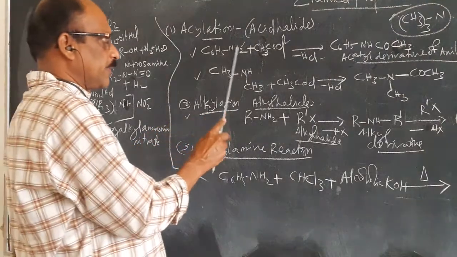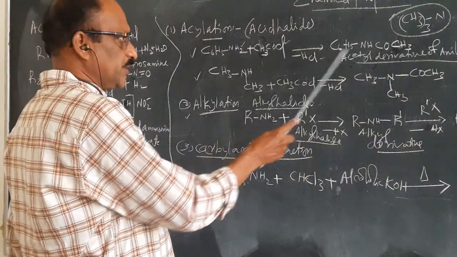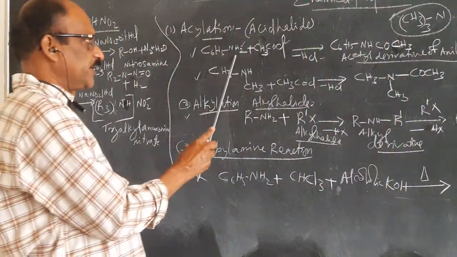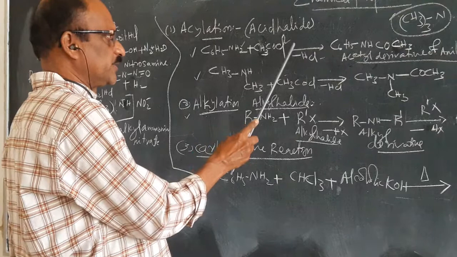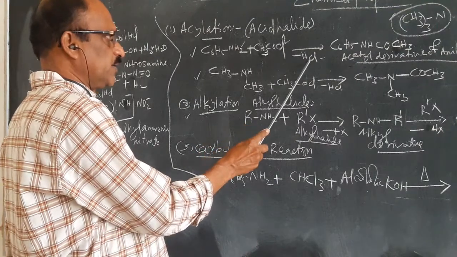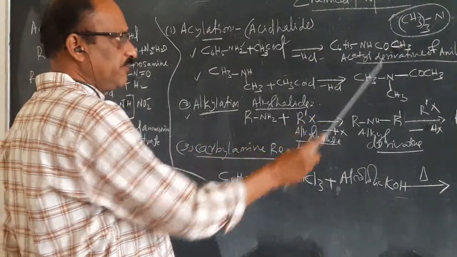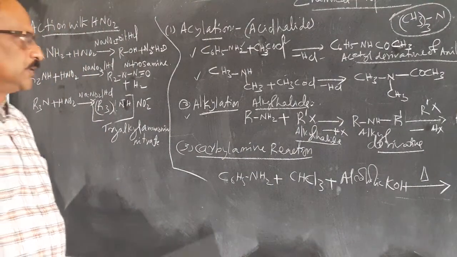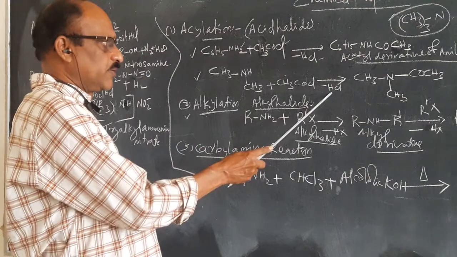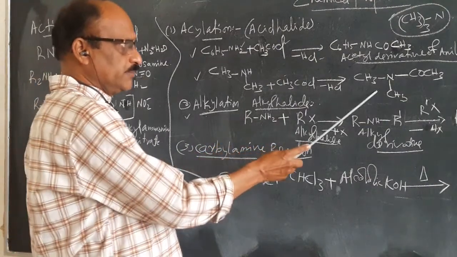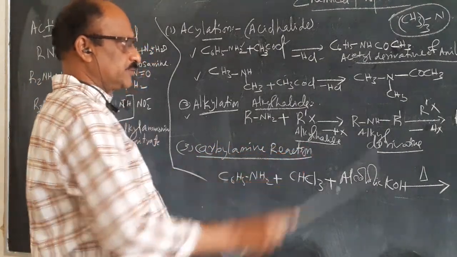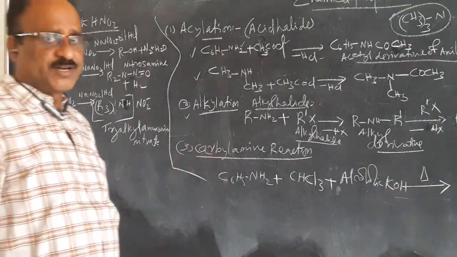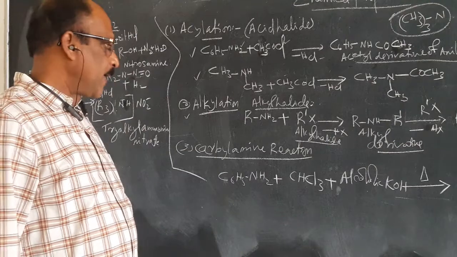In the case of primary amine, one molecule of HCl is eliminated, and you are getting the acetyl derivative of aniline. C6H5NH2 plus CH3COCl, minus HCl, gives the acetyl derivative of aniline. I will show the reaction later. Secondary amine also, one molecule of HCl will be eliminated, and you are getting a derivative.